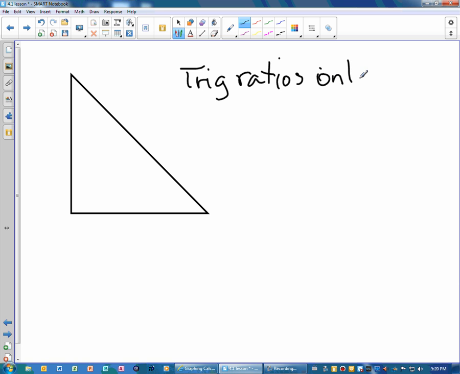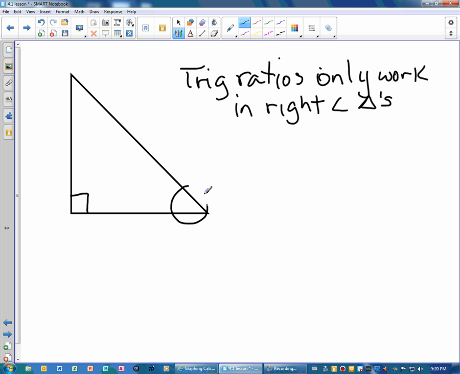only work in right angle triangles. So trig ratios only work if we have a 90-degree angle. Remember, trig ratios are all about the reference angle. If I decide this angle here is my reference angle, over here is opposite, right here is adjacent, because it's next to, and across from my 90 degrees is always my hypotenuse.